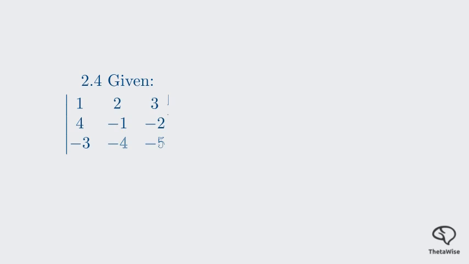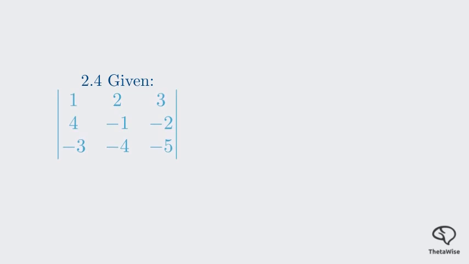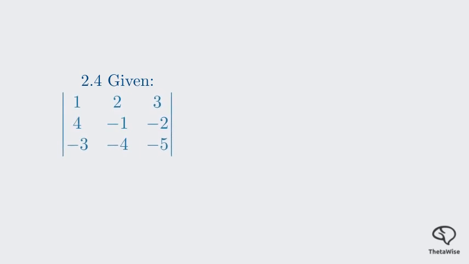Let's begin with our first set of problems. We are given a 3x3 matrix. Question 2.4 asks us to consider this matrix. Vertical bar, 1, 2, 3 in the first row, 4, -1, -2 in the second row, and -3, -4, -5 in the third row. Let's repeat that for clarity. The given matrix is vertical bar 1, 2, 3, 4, 1, 2, 3, 4, 5. It's a 3x3 matrix because it has 3 rows and 3 columns. We will be using this matrix for the next 3 sub-questions.